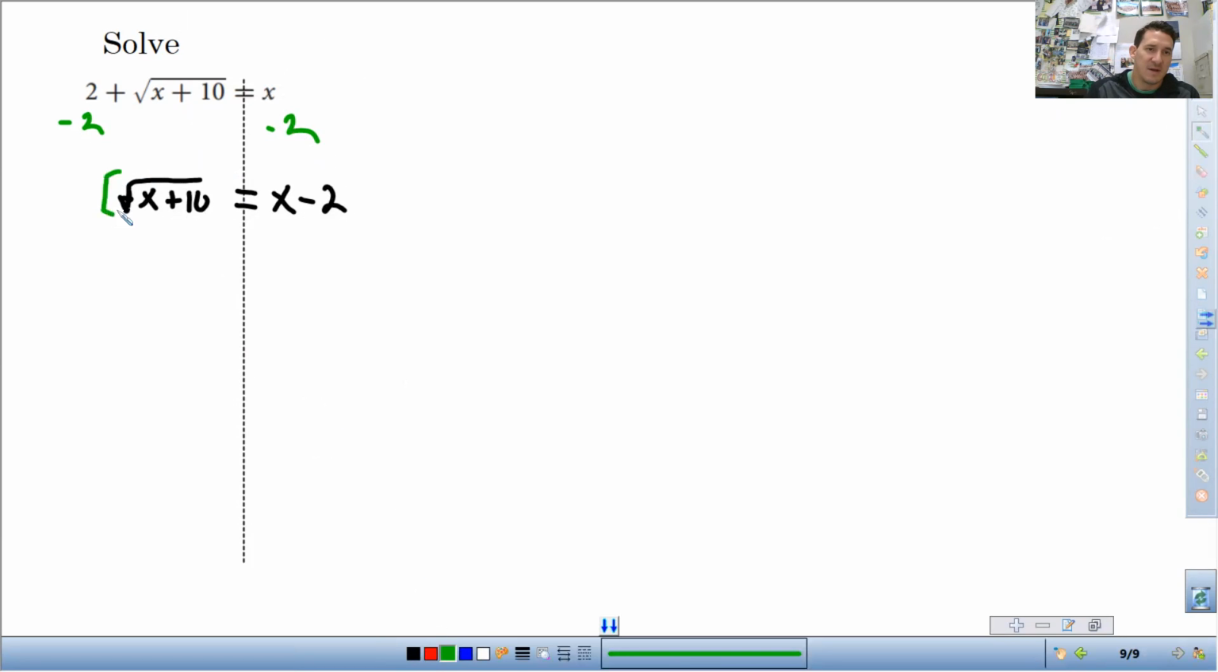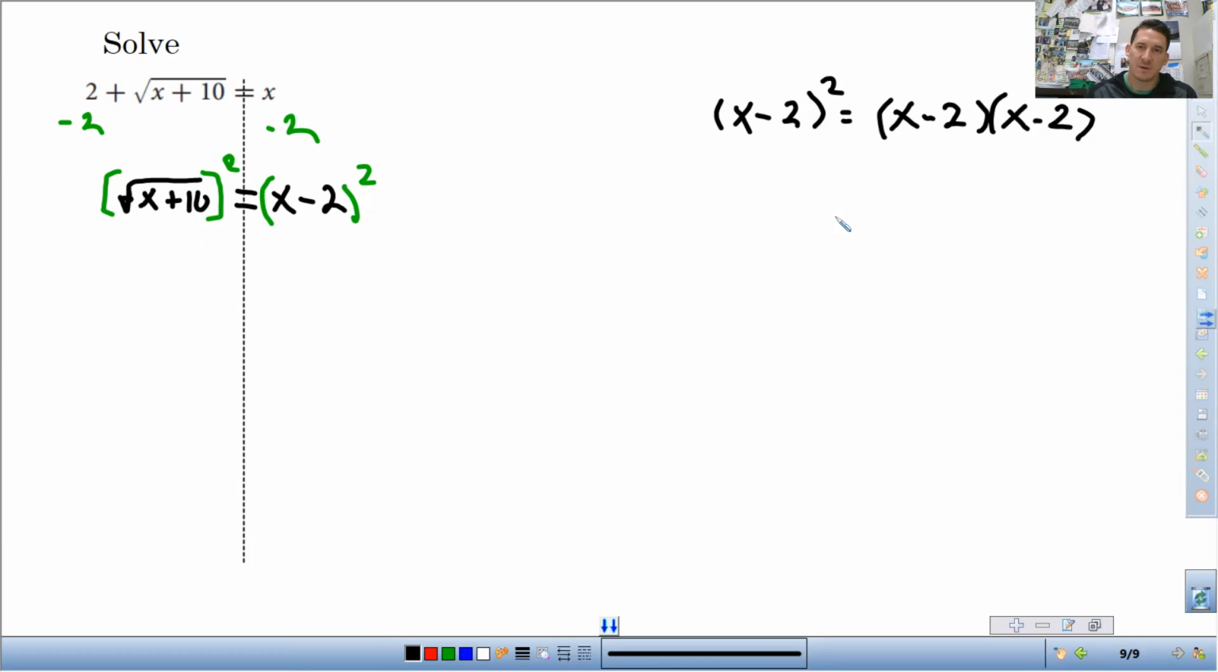Get rid of the root, so I'm just going to square both sides. Make sure you square this whole side, and that means we are going to have to multiply out the binomial. I'll do that work over on the side here. So x minus 2 squared is x minus 2 times x minus 2. Distribute: x times x is x squared. X times minus 2 is minus 2x. Minus 2 times x is, I like lining it up, minus 2x. Minus 2 times minus 2 is positive 4.